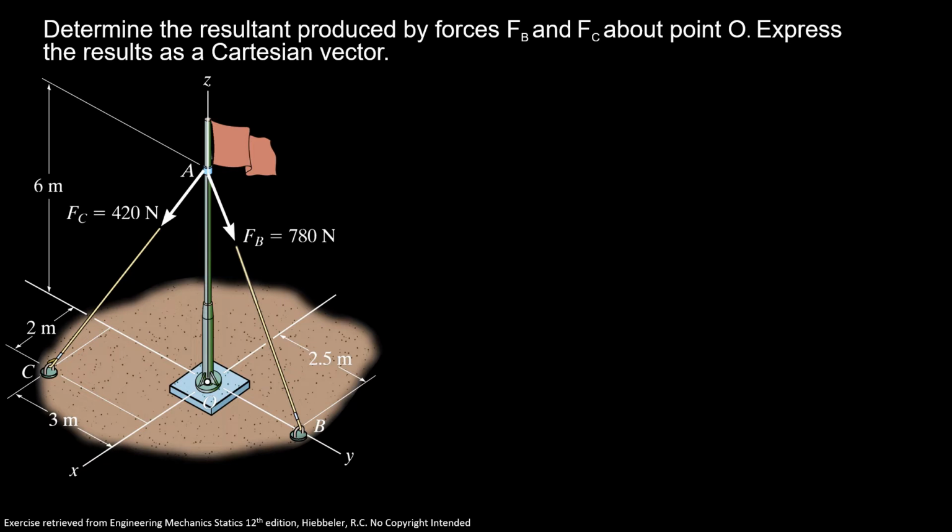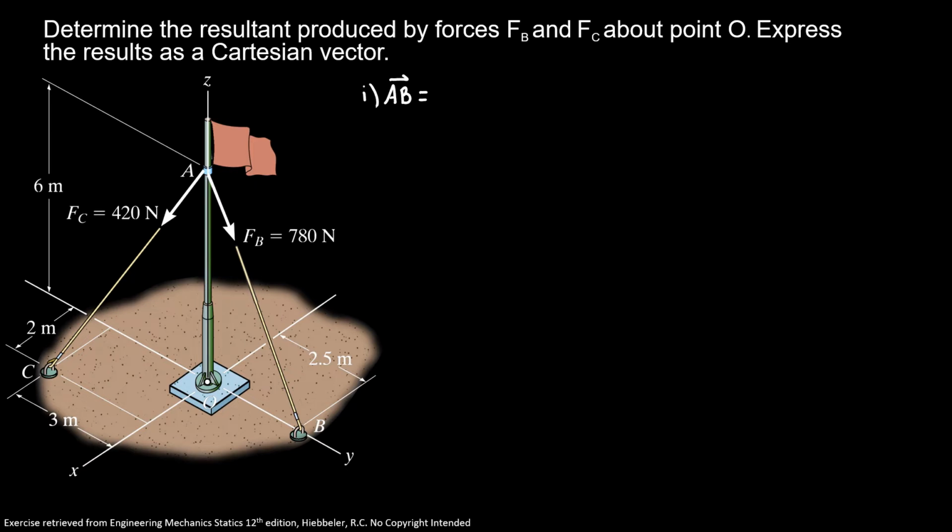Determine the resultant produced by the forces Fb and Fc about point A. Express the resultant as Cartesian vector. So first, we're gonna find our vector AB because we want to transform my force Fb in Cartesian vectors.